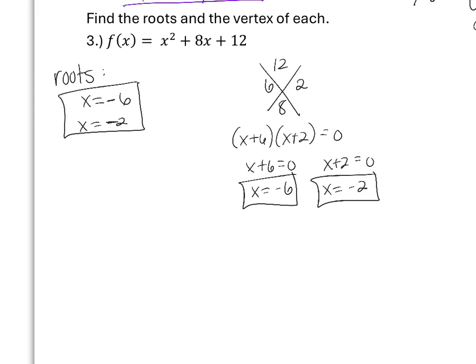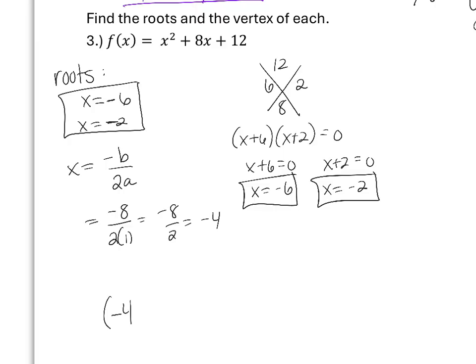Now we need to find the vertex. How do you want to do it? I knew you were going to say that. I thought somebody would really go for it. Okay, to find the vertex, we know that the x-coordinate of the vertex is negative b over 2a. So negative 8 over 2 times 1. Negative 4, that is the x-coordinate of our vertex.